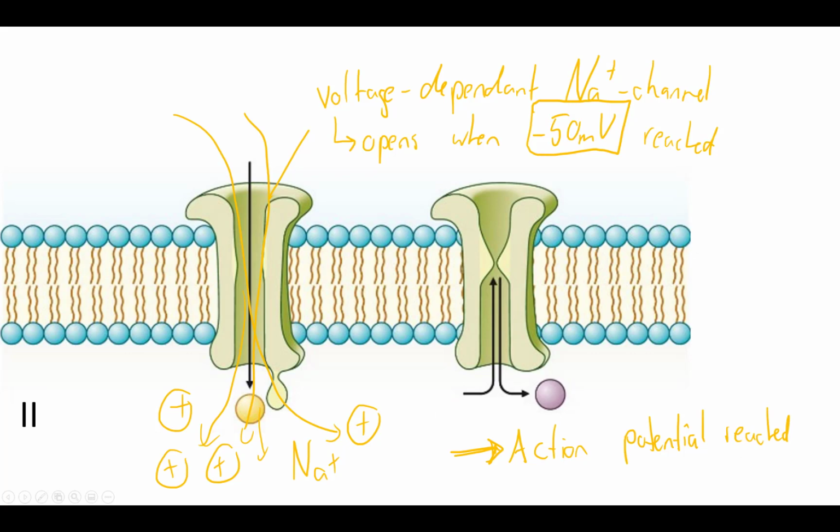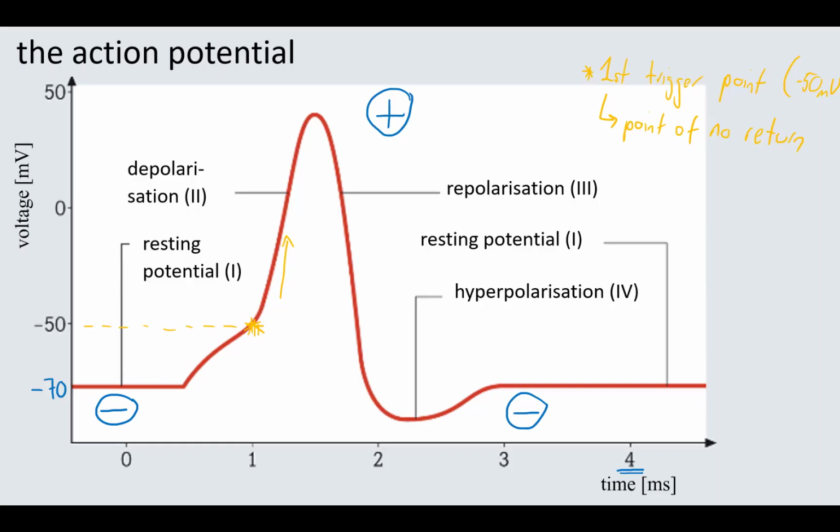So if you go back to our overview graph, we have now reached the point here at the top where the action potential is reached, and as you notice, there is in fact a point where it turns around, and this tends to be at plus 30 millivolts here, because this is where another important point is met. So this is the second trigger point, and from here on it starts to go back down.